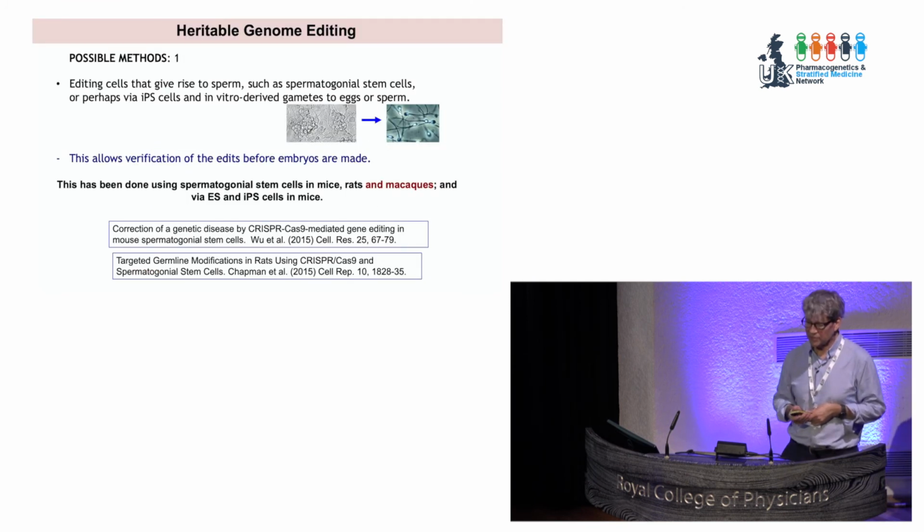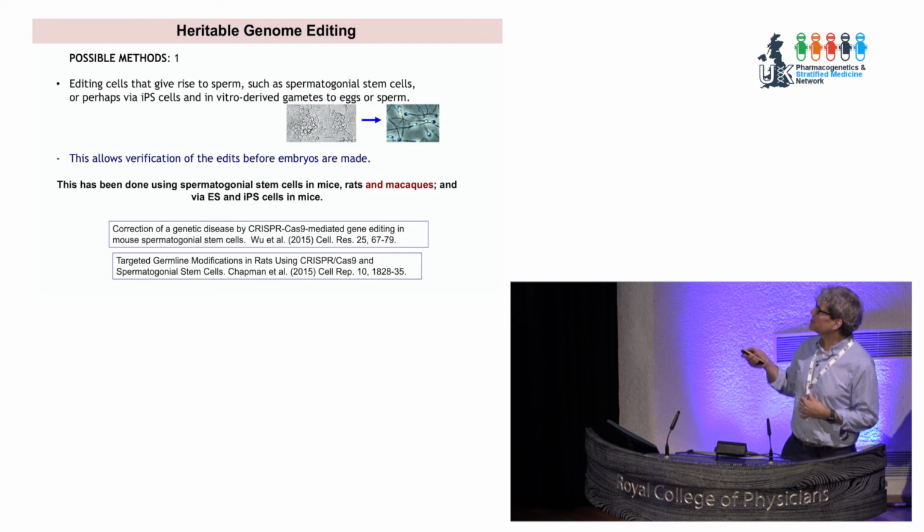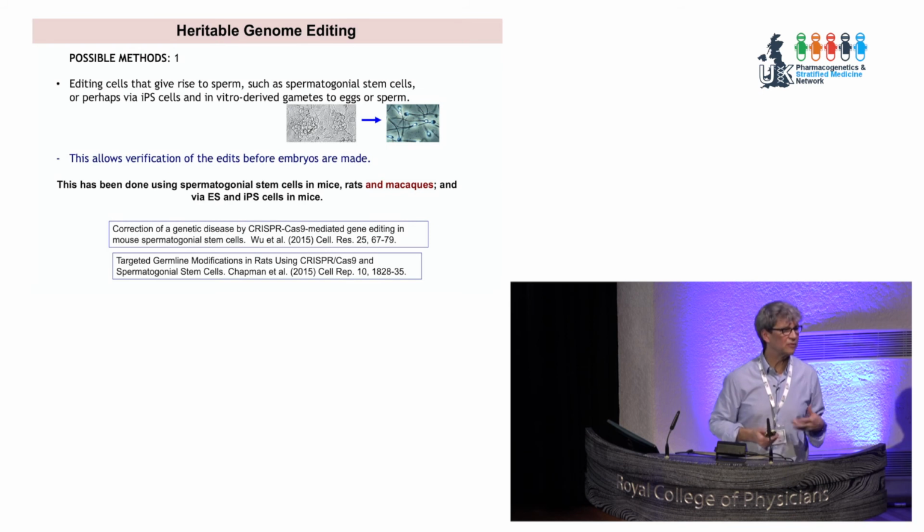So there are 2 main methods potentially for heritable genome editing. One is to edit cells that will give rise to sperm, such as spermatogonial stem cells. I'll be very quick. The advantage of going to precursors of the gametes is that you can verify the edits before any embryos are made. This has been done in animal models, including macaques, but we are still quite some way off doing this in humans.